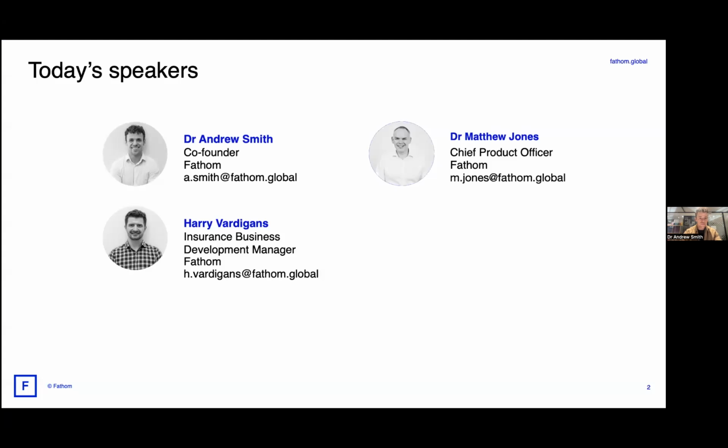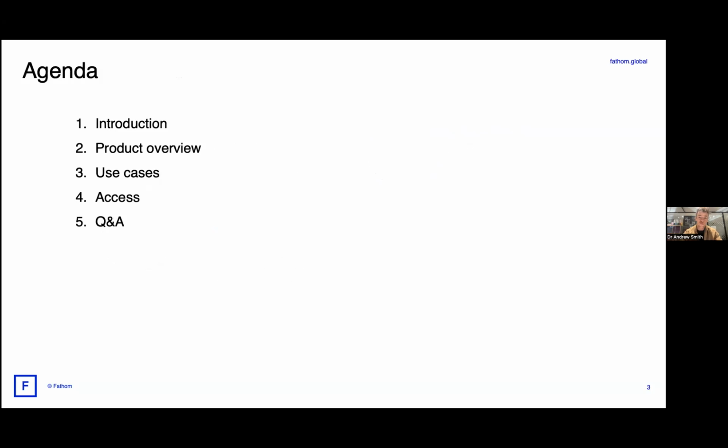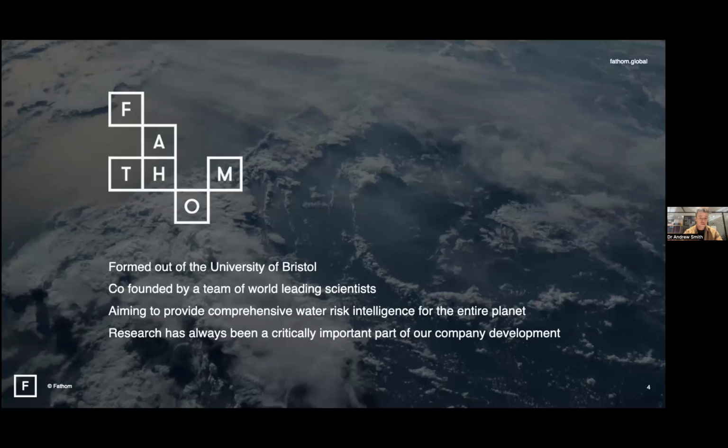Next slide, please. So I'm joined today by my colleagues, Matt Jones and Harry Vardigans. By way of introduction, my name is Andy Smith. I'm one of the founders here at Fathom. I'm going to talk through a little introduction to the data themselves, a little bit of a history, I guess, into how we ended up coming to the point where we're at today with global data sets. And then I'll hand over to Matt Jones and Harry to really talk through the bulk of the presentation today, which is to talk through the use cases themselves and how these new data can be applied within the insurance industry.